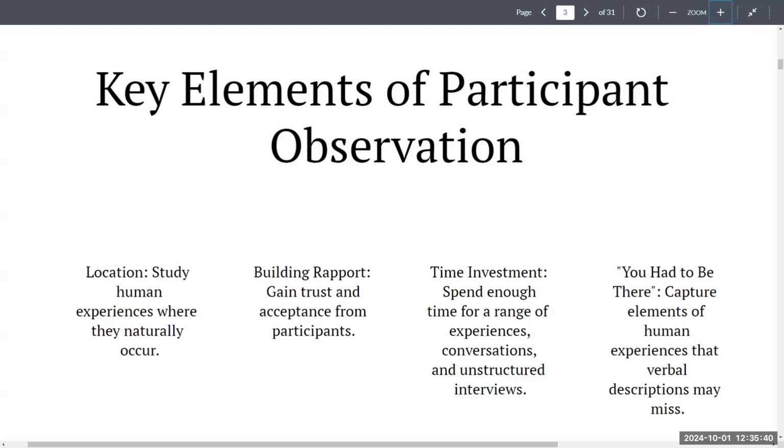It's an effective way for participants to become more trusting of you, to let down their guards, and to act normally when they're with you. Gaining trust doesn't happen overnight. It requires time and effort. You need to create and foster a sense of relationship with the people you are observing. Time investment is a very big thing, and this is a time-intensive method.